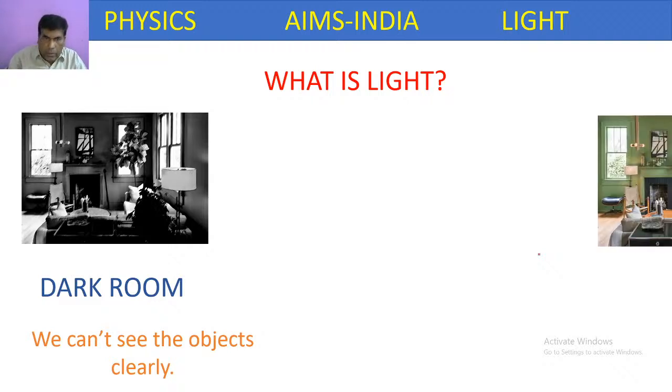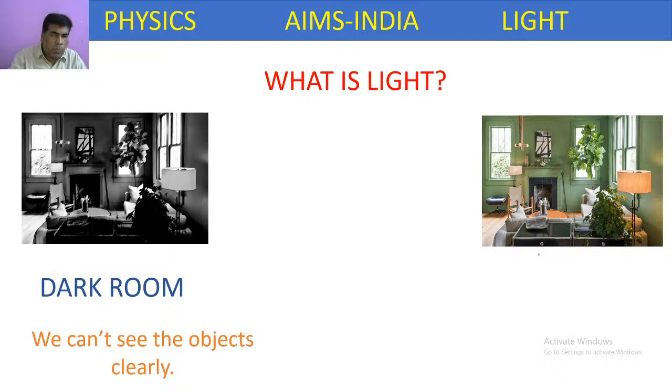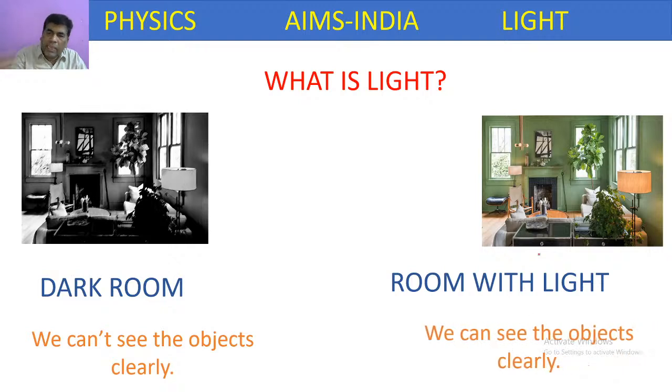If we switch on the light in the same room, then automatically we can see all the objects clearly and we can identify them. If you compare a dark room and a lighted room, what is the main difference? In the dark room, we cannot see the objects clearly, whereas in the room with light, we can observe the objects clearly. Why are we able to see the objects clearly? It's only because of the light.